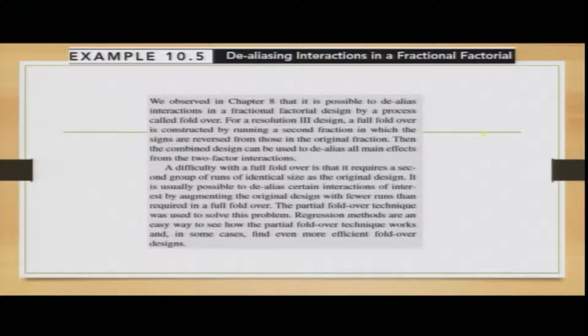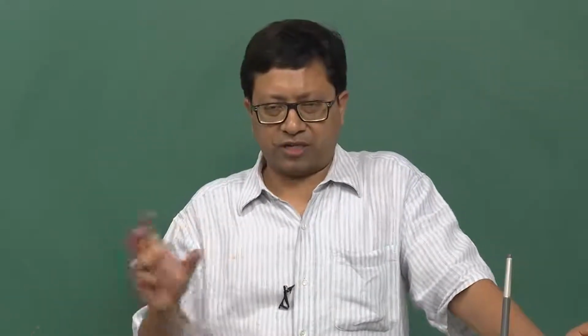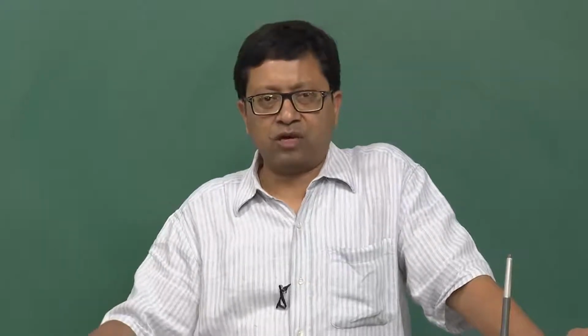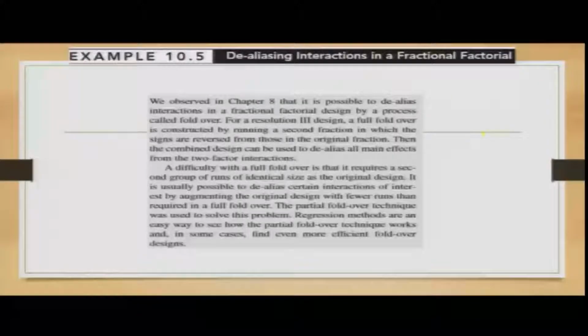The partial fold over technique was used to solve this problem, because we would not do the folds in one go, considering all of the observations at once. We will partially break into samples and then do the folds. The regression methods are an easy way to see how the partial fold over technique works, and in some cases find even more efficient fold over design methods.